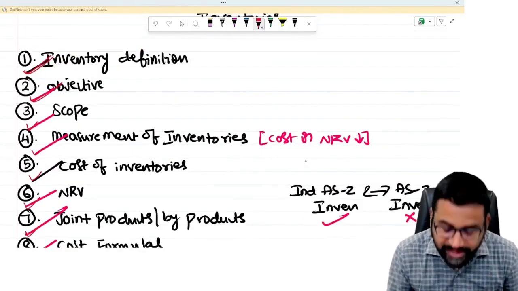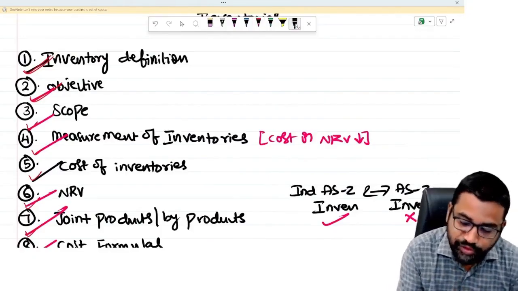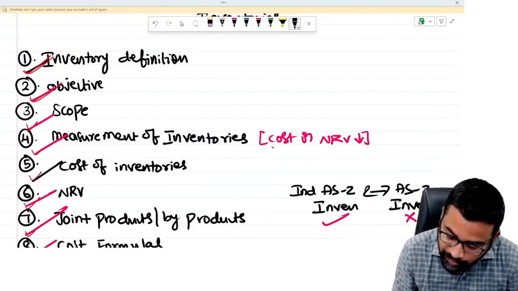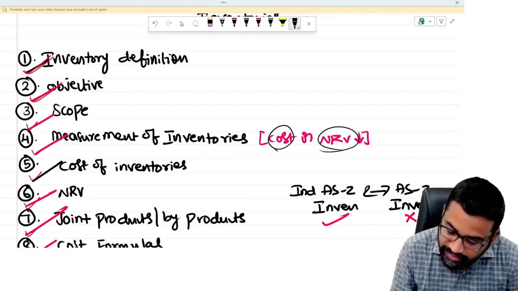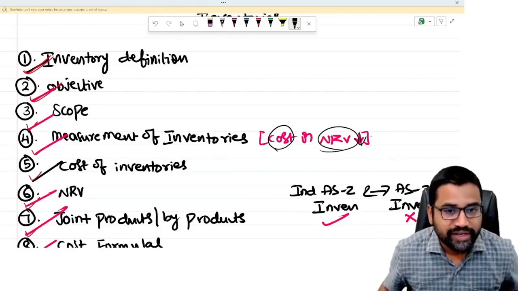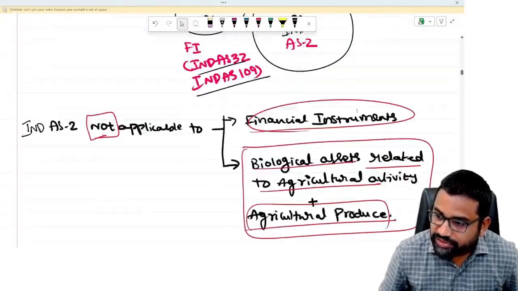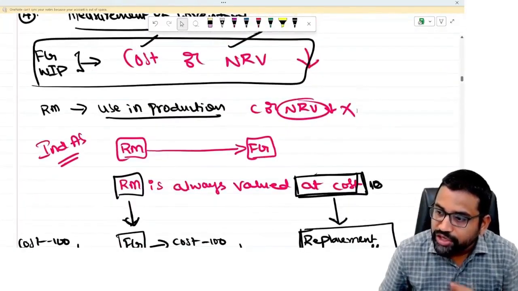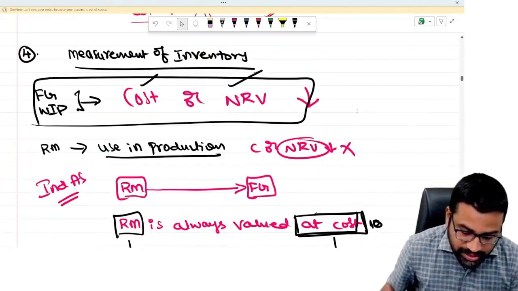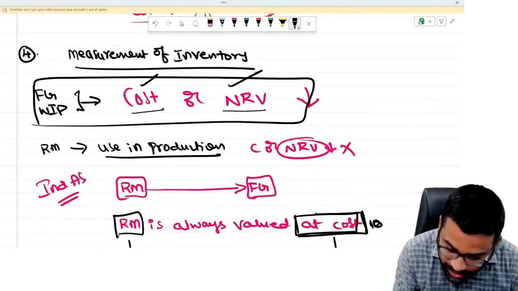Now, measurement of inventories. Sir, how to measure the inventories? If you read Ind AS 2, it clearly says: take the cost, take the NRV, and whichever is lower is the value of inventory at the end of the year. So cost or NRV, whichever is lower, that is how we need to measure it.